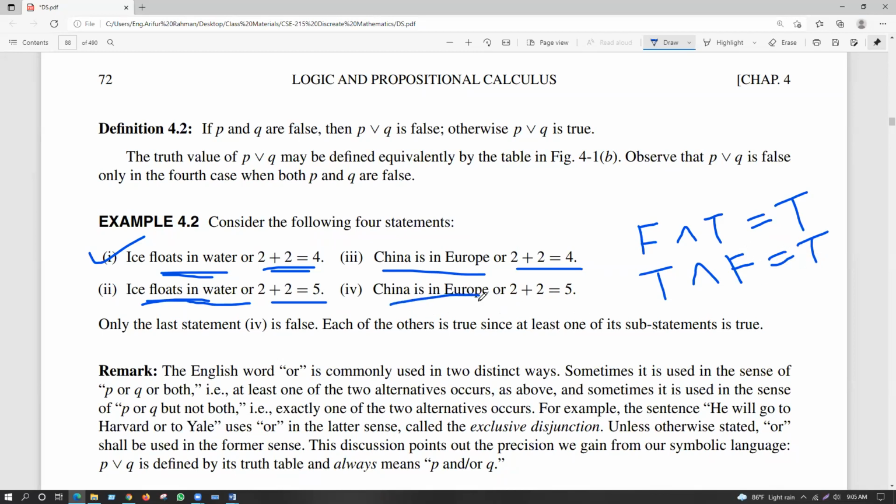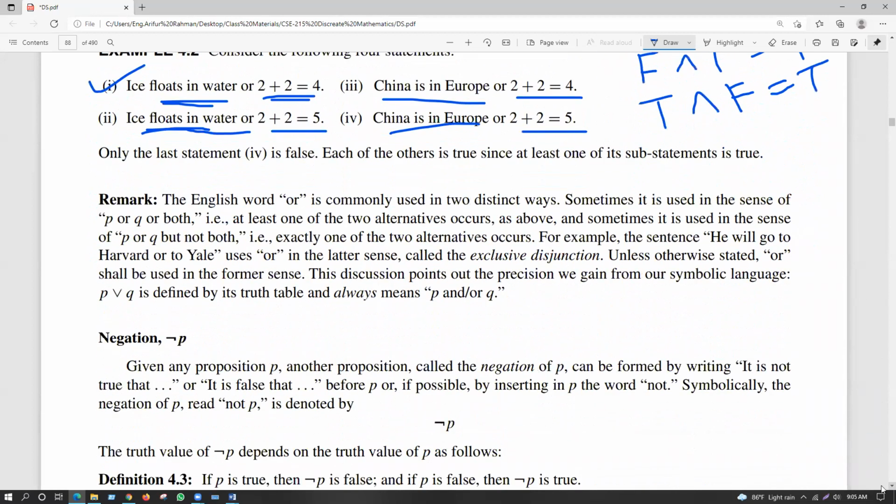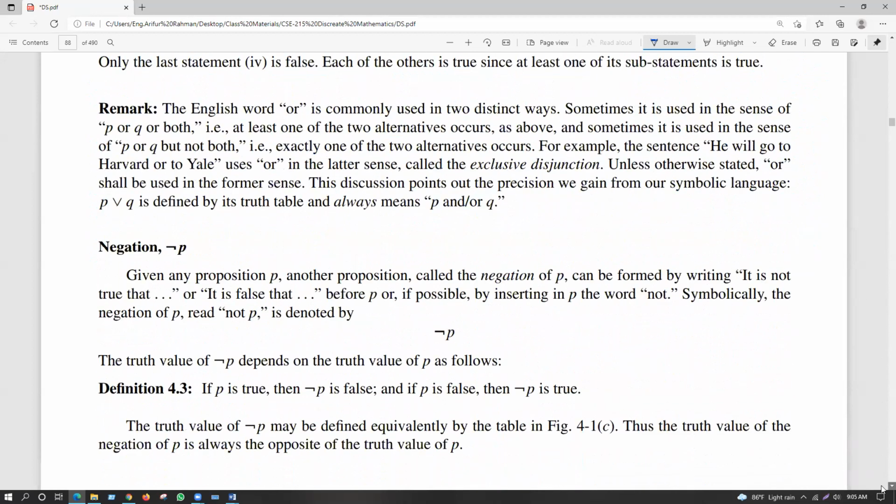But what about the last example here? China is in Europe, that's false, or 2 plus 2 equals 5, which is also false. And this is the only case where we get the false value in the disjunction truth table. False disjunction false definitely gives you a false value, right? Okay, so I have discussed this already in the last class.